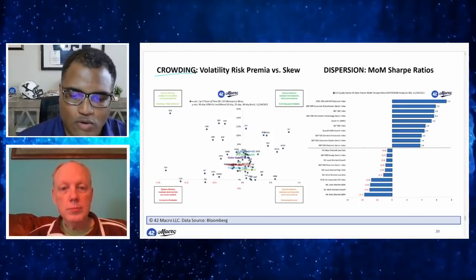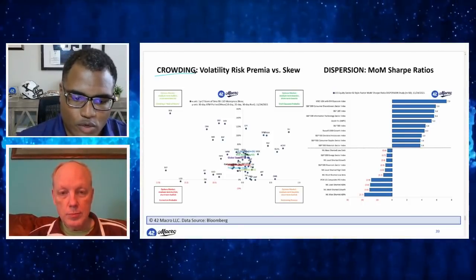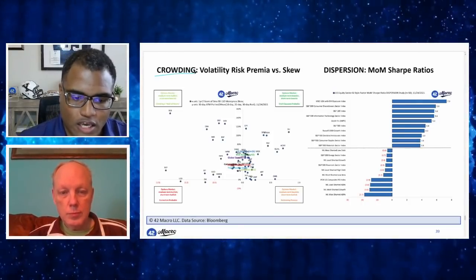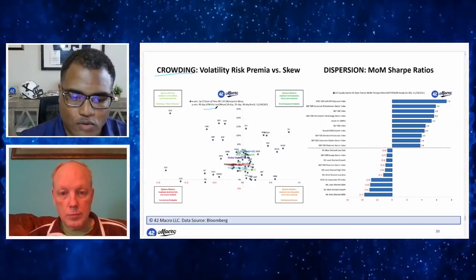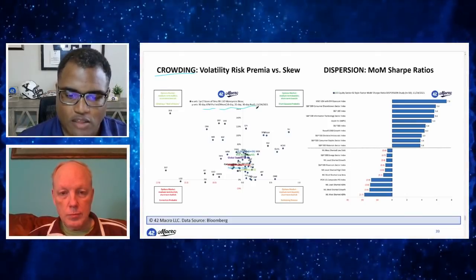Absolutely. So lastly, sticking with the theme of ancillary tools in the toolkit, one of the things we look at is crowding through the lens of volatility or risk premia, as we calculate it, looking at the 30-day at the money put implied vol as a percentage spread relative to the mean of 10-day, 20-day, 30-day realized vol.